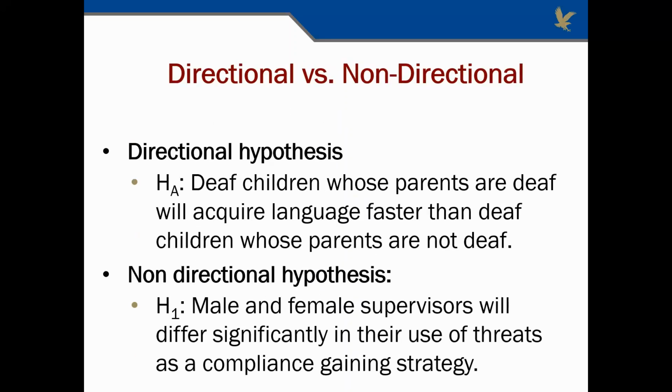An example of a directional hypothesis would be, deaf children whose parents are deaf will acquire language faster than deaf children whose parents are not deaf. This specifies the direction of the condition. One group is faster than the other. An example of a non-directional hypothesis would be, male and female supervisors will differ significantly in their use of threats as a compliance-gaining strategy. This indicates only that there is a difference between the groups.